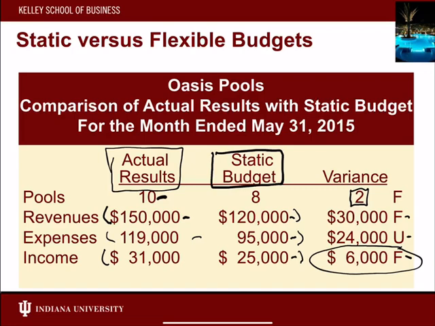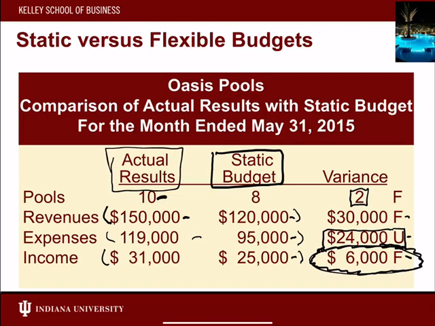So this is good overall when we're really just trying to look at this total income amount for favorable or unfavorable variance. But what's tricky is we can't really tell if this unfavorable variance here, this $24,000, is good or bad, right? Because we're not really comparing apples to apples. Our static budget assumed that we were only going to sell 8 pools, but we sold 10, so we should expect expenses to increase. So the fact that we have an unfavorable there, we can't really determine, is that good or bad? Because we expected it to be higher than normal because we sold more pools.